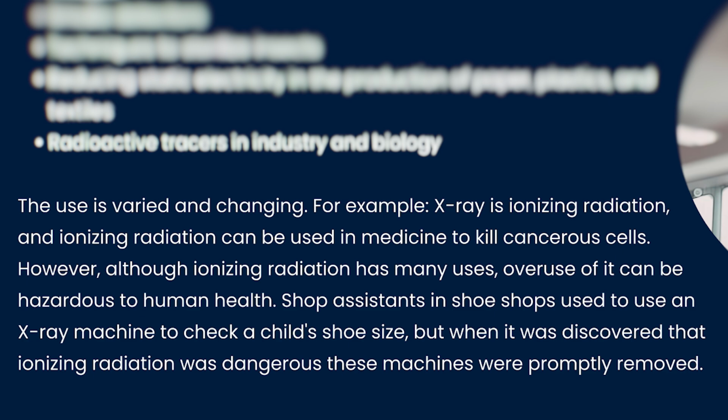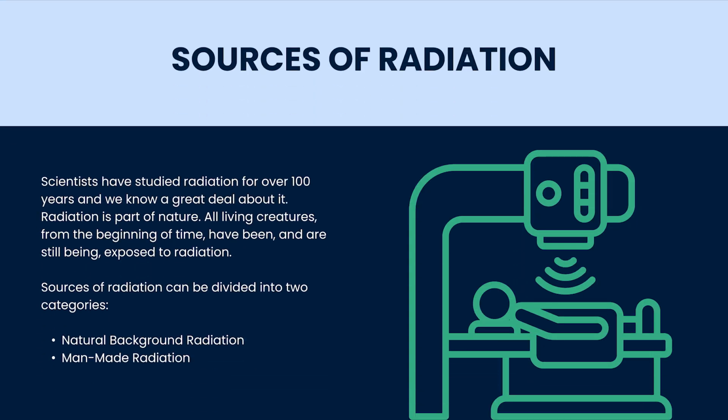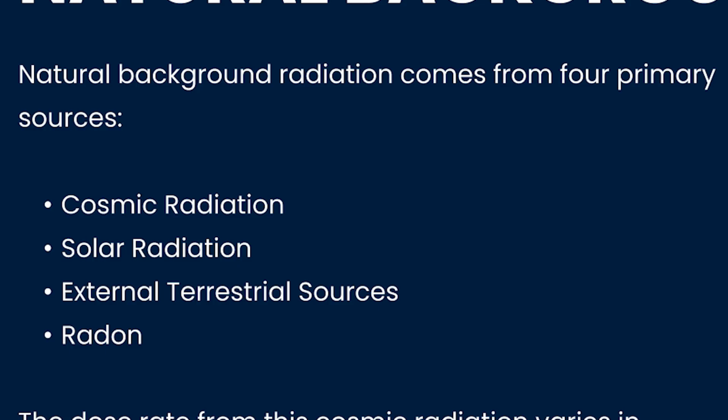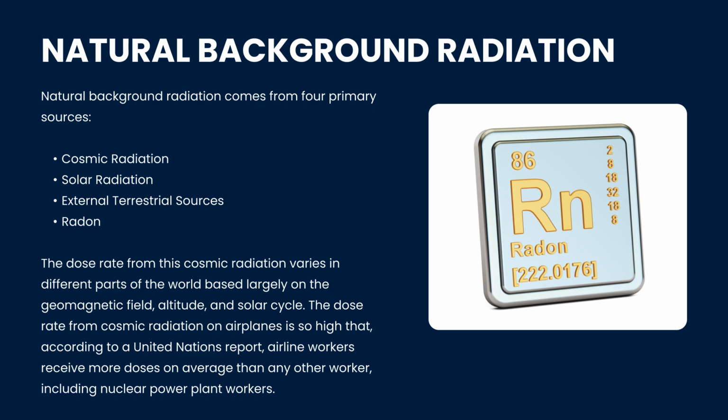Radiation is a natural part of the environment, and all living things are continuously exposed to it. Scientists have studied radiation for over a century, and we now understand that exposure comes from two main categories: natural background radiation and man-made radiation. Natural background radiation comes from several key sources, including cosmic radiation, solar radiation, terrestrial sources in the Earth, and radon gas. The level of exposure can vary depending on factors like location, altitude, and environmental conditions.